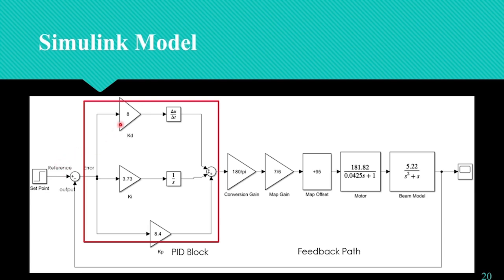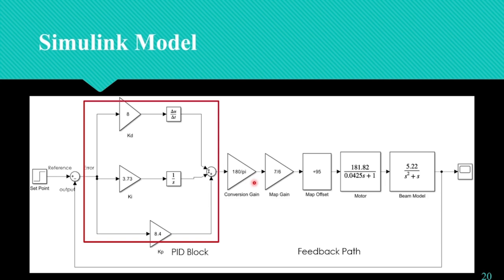This error signal is then given input to the PID controller, and this PID controller gives a radian angle as output. Here Kp and Ki's values are calculated from Ziegler-Nichols method, and the Kd's value is changed somewhat for better response. The output of the PID controller is a radian angle, which is then converted into degree angle. Then, as we saw earlier, we need to map this angle to the servo angle, and this mapping is done through a linear equation whose gain is 7/6 and offset is 95 degrees.